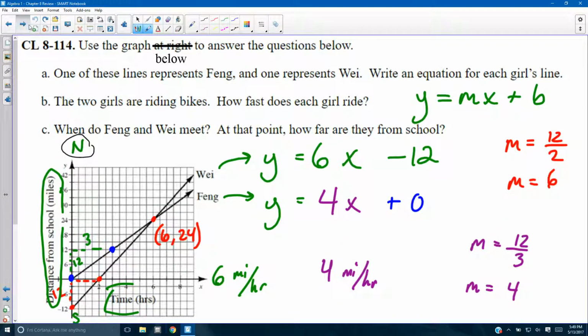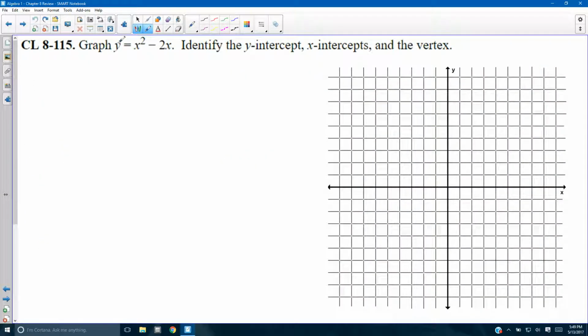There we go. Number 115, graph y equals x squared minus 2x. Identify the y-intercept, x-intercepts, and the vertex. To start off with, this is indeed a quadratic function, which means the result is going to be a parabola, which is exactly why it has something like a vertex right here. It says x-intercepts as well because it's possible for a quadratic function to have more than one x-intercept. Whereas a line could only cross through the x-axis as many as one time, a parabola can cross through twice.